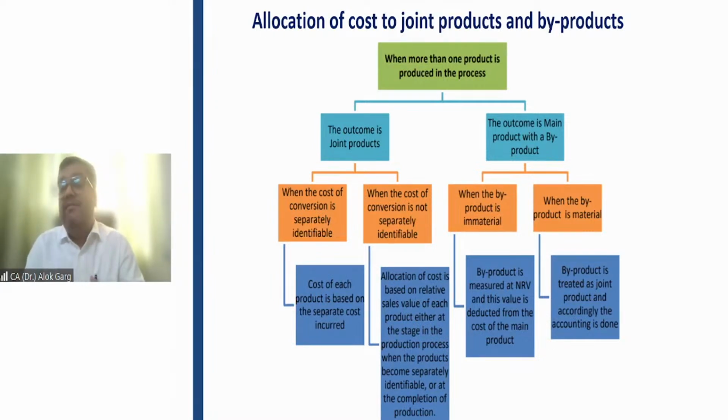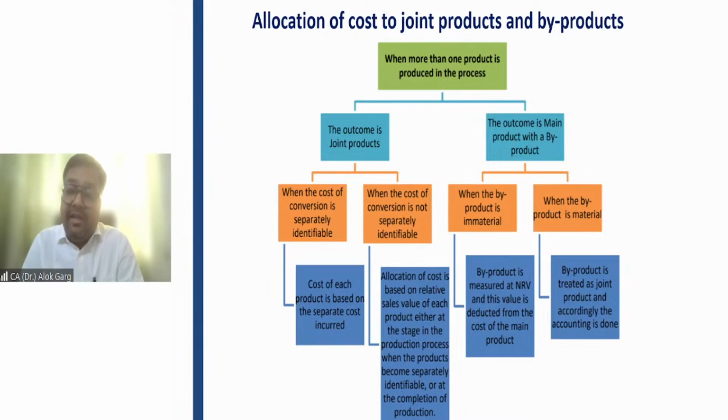Sir, what happens if this kerosene also has significant value? In that case, it will be considered a joint product only. Okay, sir. We understood the meaning of main product, joint product, and byproduct. We need to determine the cost separately for main product and joint product. Wherever the byproduct is not significant, we estimate its net realizable value and reduce it from the cost of production, right?